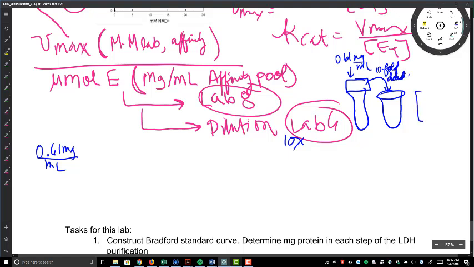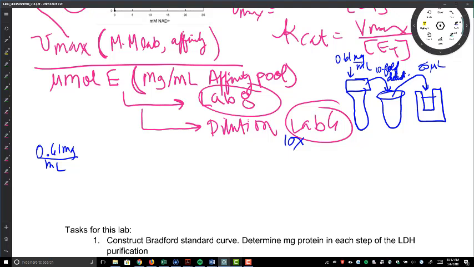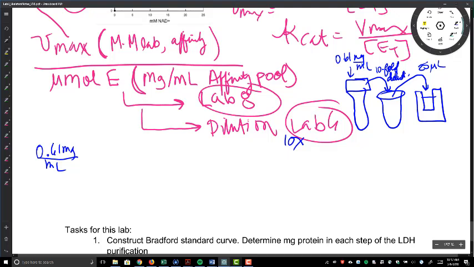And then you took 25 microliters of that 10-fold dilution and added it to the enzyme cuvette. Okay. So what we have to do then is figure out, we know that we have 0.61 milligrams per mL. That's our sample. So we want to figure out what's the mg per mL concentration of the dilution that we added to the Eppendorf tube that then got put into the cuvette.